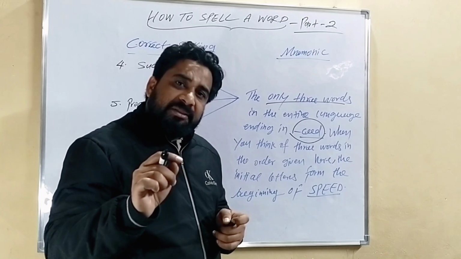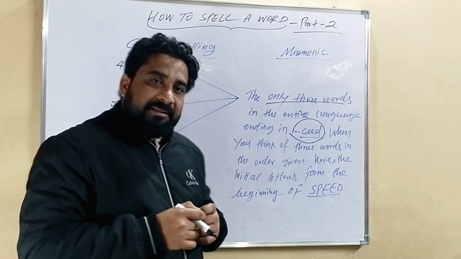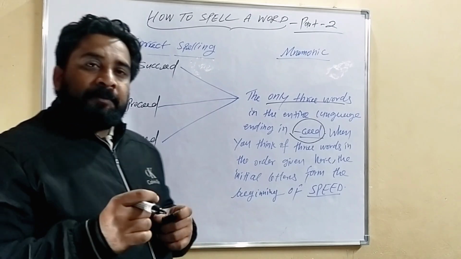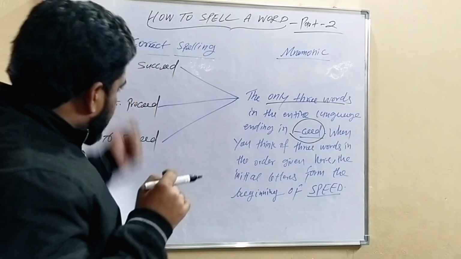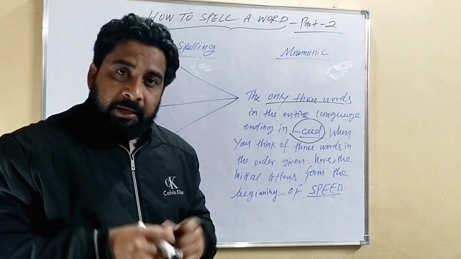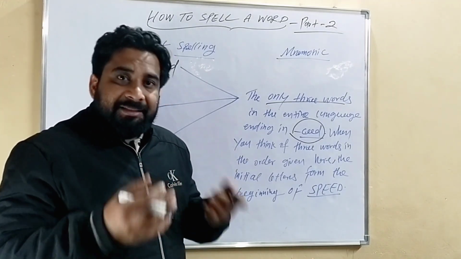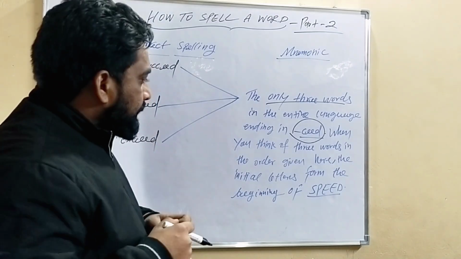How can you realize it and how can you recall it? There's proceed, exceed, and succeed. The correct spelling of these words we have seen here, but if you are confused, how can we mnemonic it? How can we memorize it? So what happens, we always be careful.